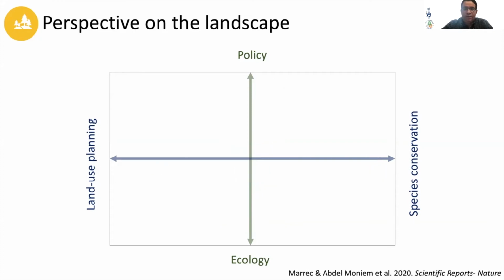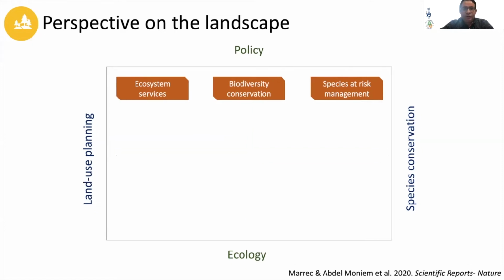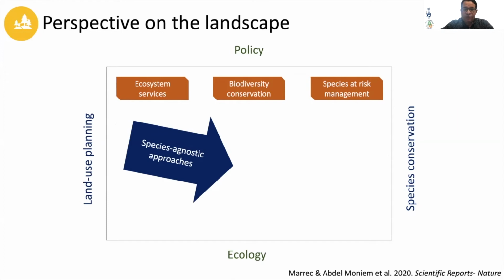So if we are talking about species at risk management, then we are talking about the top right corner, where we have to adopt a species-specific approach that is linked to some policy to manage and protect the species at risk. Another example is if we consider ecosystem services, then we are using a land use planning approach with some policy to promote these ecosystem services. And biodiversity conservation in general comes in the middle of these two perspectives. So at the end, we might have a species-agnostic approach where we focus more on structural connectivity. We don't pay much attention to the details of the specific species.